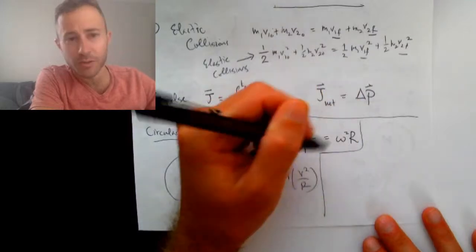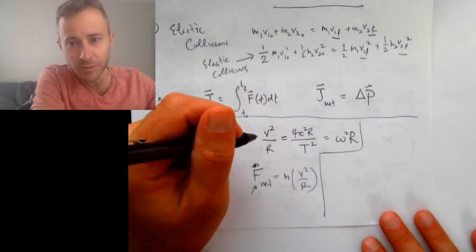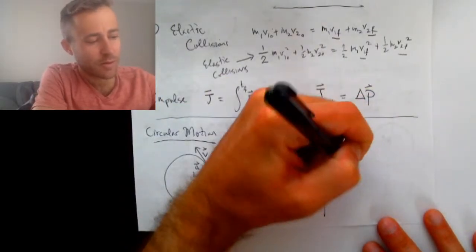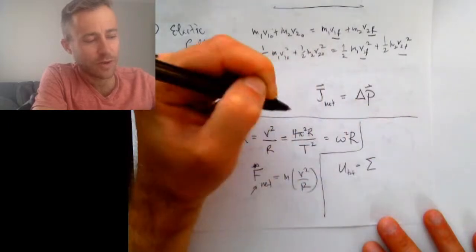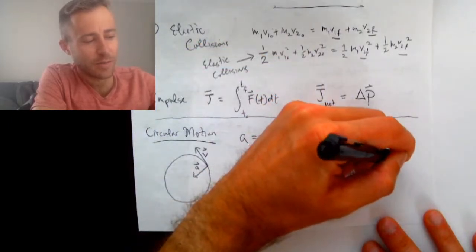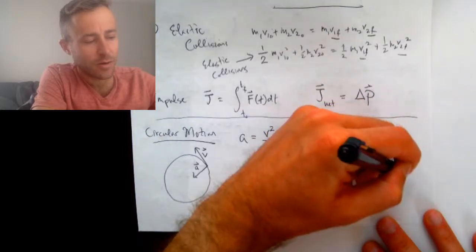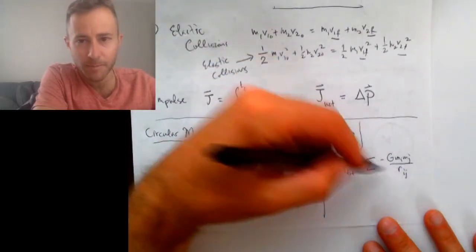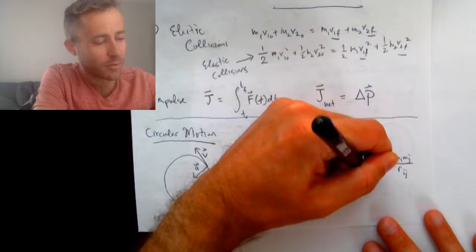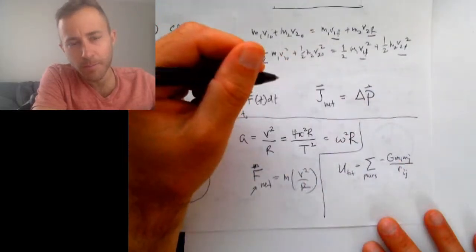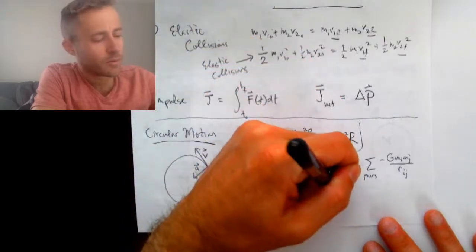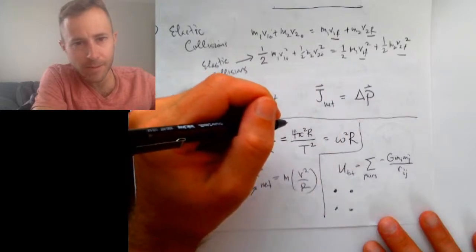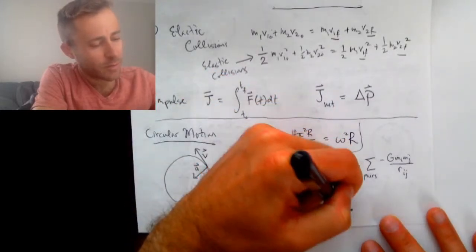We also talked about the total gravitational potential energy of a system. If you want to know the total gravitational potential energy, you would sum negative G m_i m_j over r_ij. This is the gravitational potential energy of a single pair, and you sum that over all possible pairs. A good example that we did was a square, which has 6 pairs.